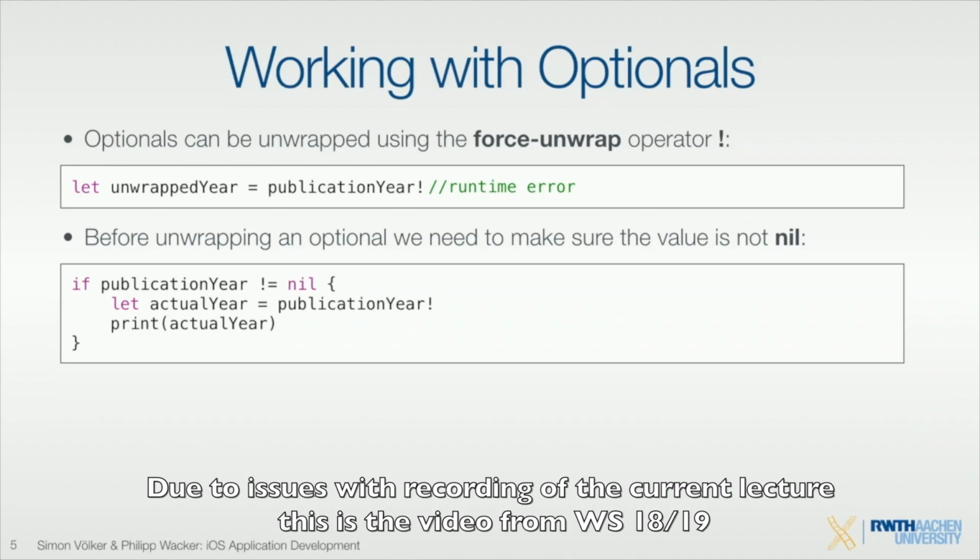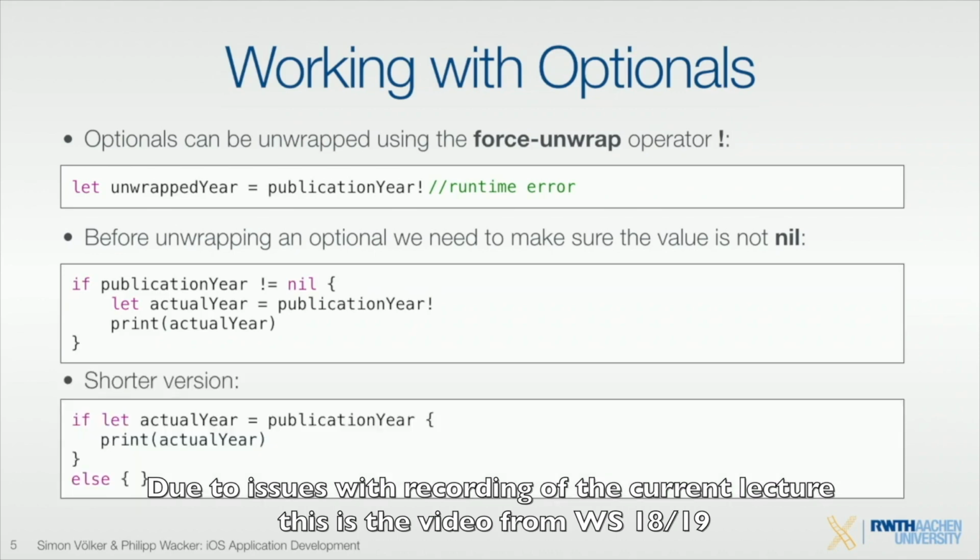However, this could also be written in a much shorter version without having to use the nil check. In the if statement, you can directly define a constant. So you don't have to ask for nil, but you can say, okay, if let actualYear equals publicationYear, what you're actually asking is, is the variable there? If there's a value in the publicationYear, then this statement is true, and the constant will be assigned that value. Because this constant is not optional, it can only exist if the value inside the publicationYear exists, so it's not nil.